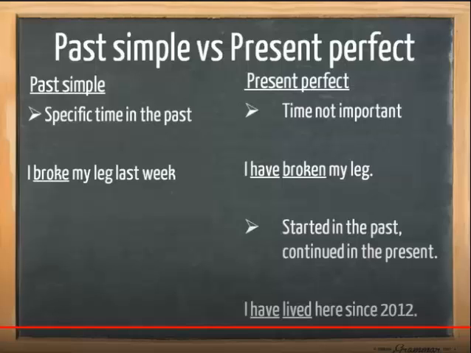For this matter, we could say, I have lived here since 2012. That means that is the starting point of that event, of that action. If we were talking in the past, I would say, I lived there in 2012. I mean, that action no longer exists because it already happened in the past.